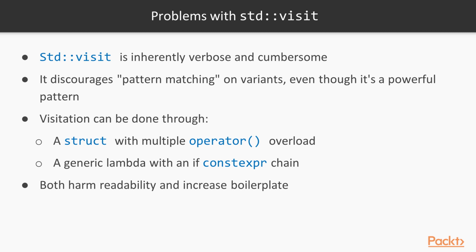std::visit has a lot of problems. Firstly, it's inherently verbose and cumbersome. This discourages pattern matching on variants, even though it's a powerful and useful pattern. Visitation can be done through a struct with multiple operator() overloads, or through a generic lambda with an if constexpr, else if constexpr chain. Both harm readability and increase boilerplate.